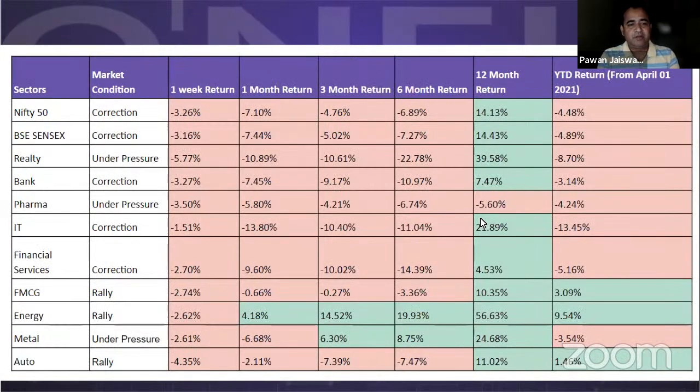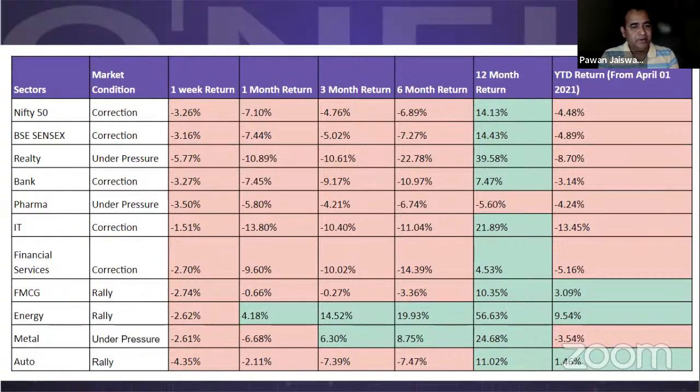This is the overall current market scenario, including major indices, as per the O'Neill methodology of market direction. As per the O'Neill methodology, our benchmark indices, Nifty 50 and Sensex, are both in correction mode. Apart from Nifty 50, another 2-3 major indices like banking, financial, and IT, which comprise almost 50% of Indian equities, are also in correction mode.